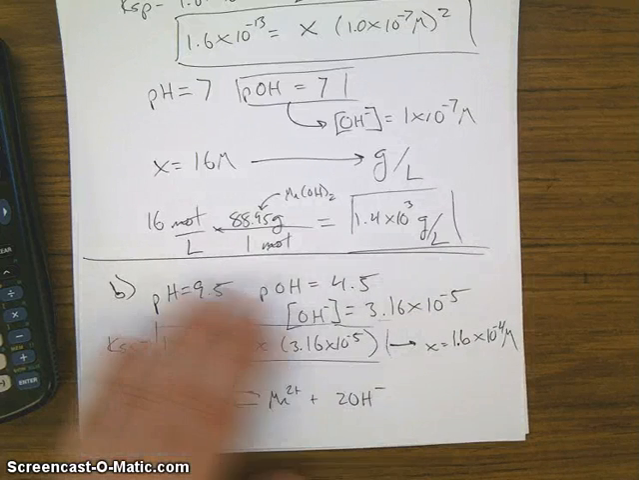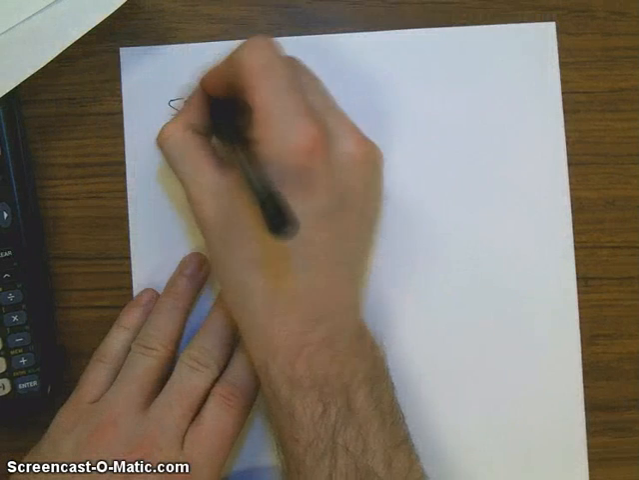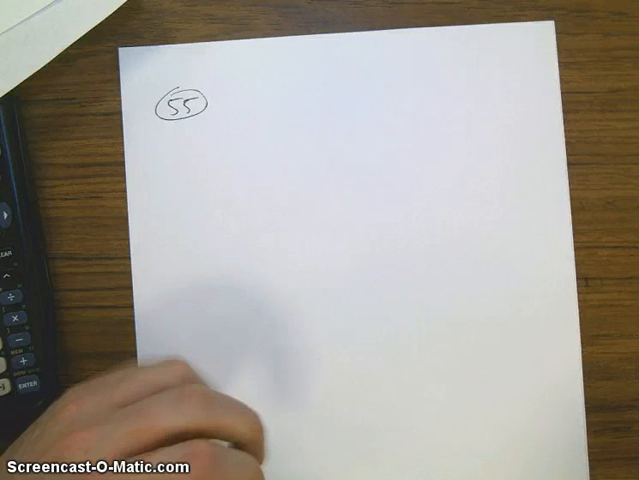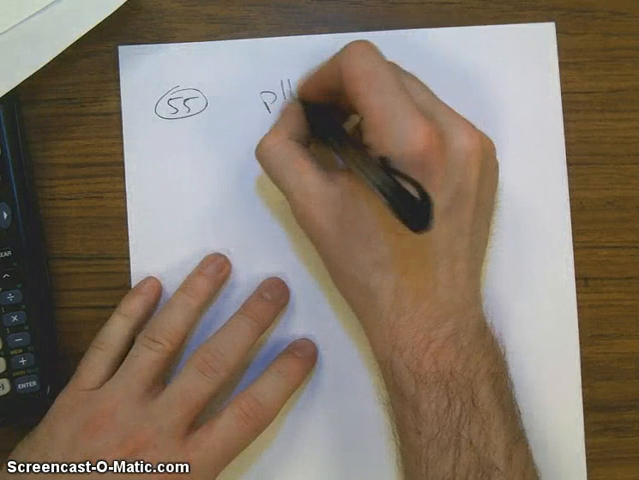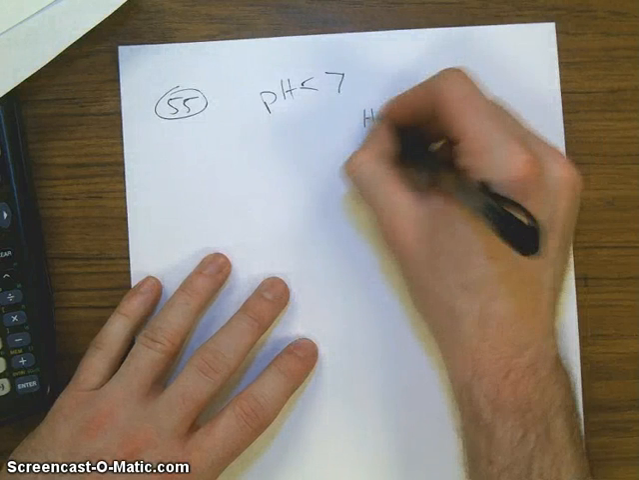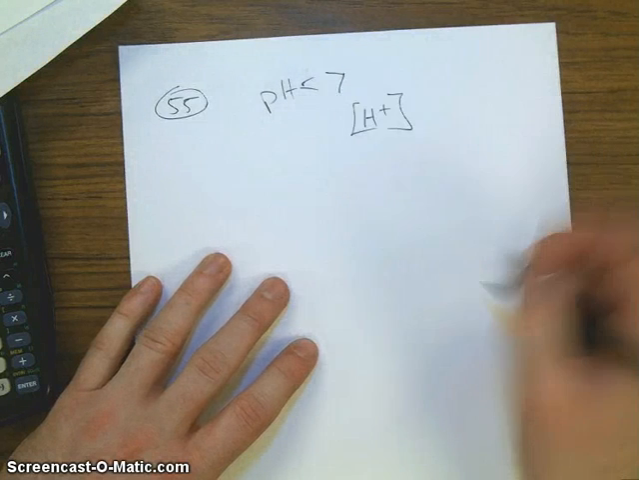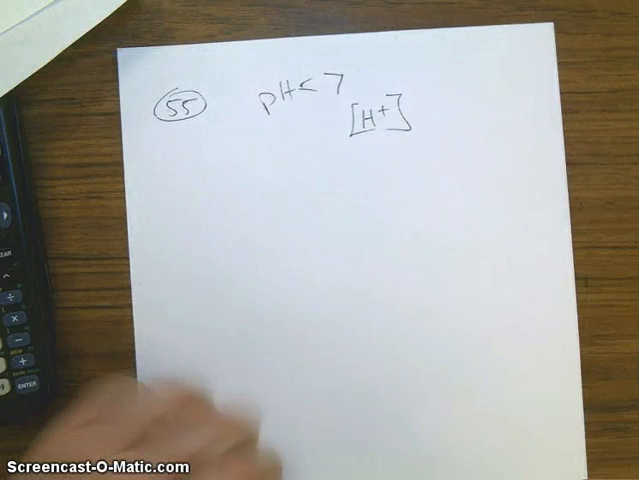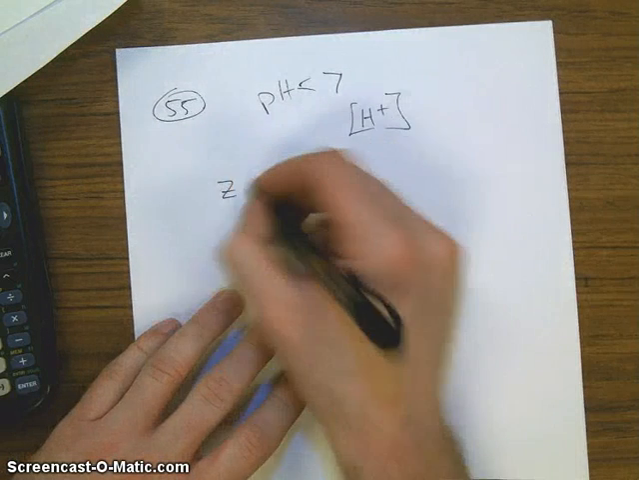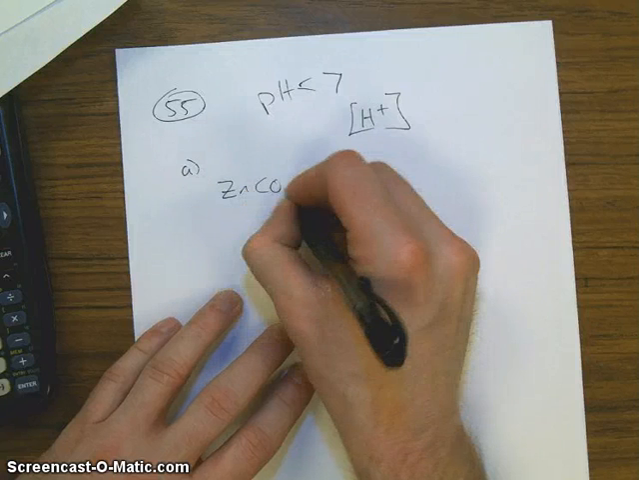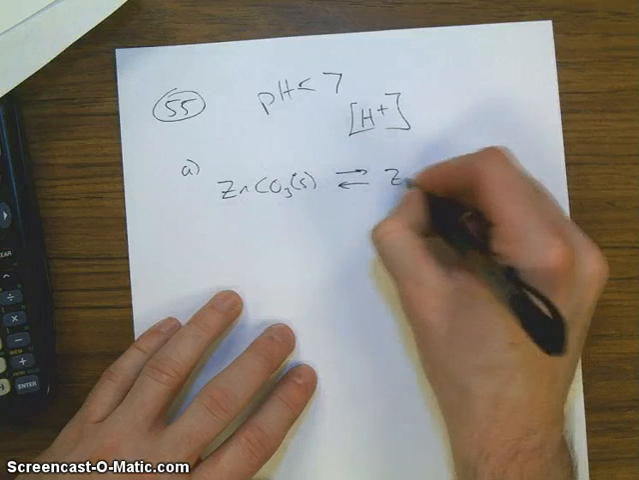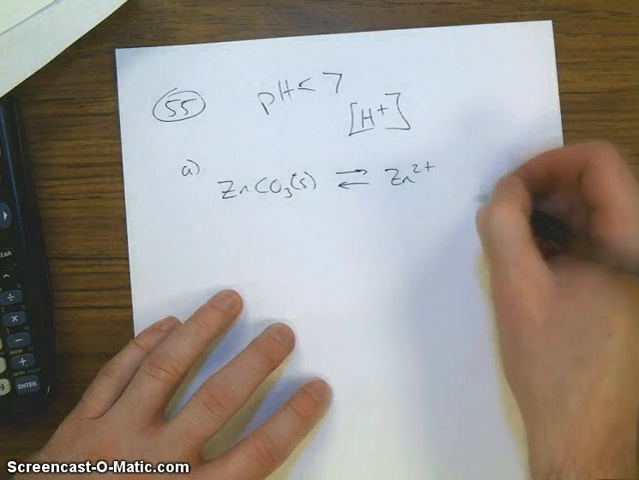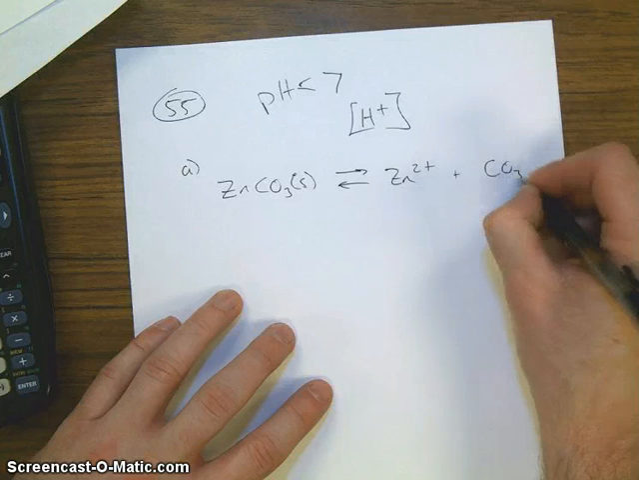Now what I want to do is briefly go over number 55. Number 55 is asking, which of the following salts will be substantially more soluble in an acidic solution than in pure water? Well, when you have an acidic solution, the pH is below 7, which means you have more hydrogen ions in your solution. You have a higher concentration of hydrogen ions. So if I'm dissolving the very first one, which is A, zinc carbonate, the zinc carbonate solid is of course in equilibrium with its 2 ions, zinc 2 plus and CO3 2 minus.